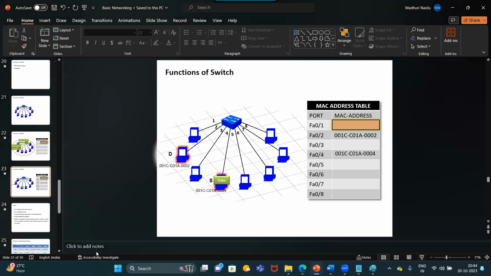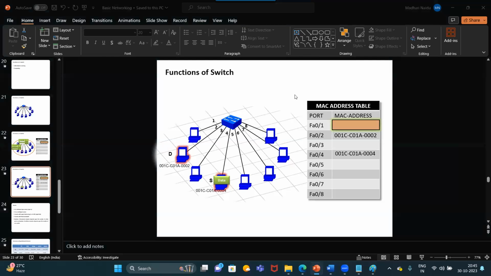Anything you want to ask? Yes, madam. Hello. Venkatesh. Madam, since I'm non-technical, I just have basic doubts, please don't mind. Yeah, sure.